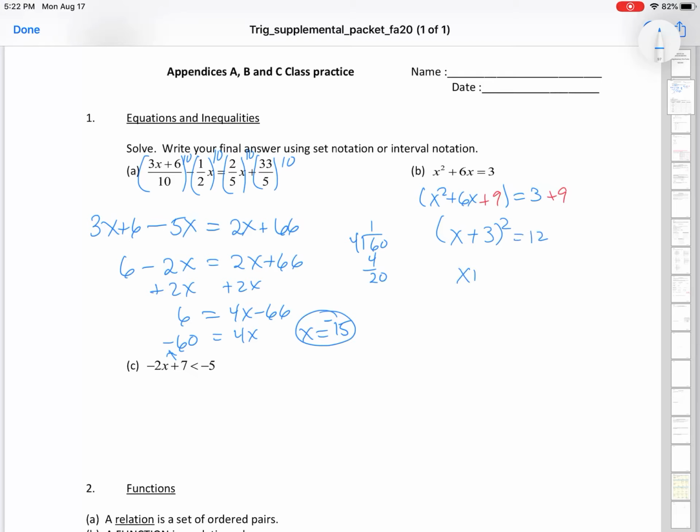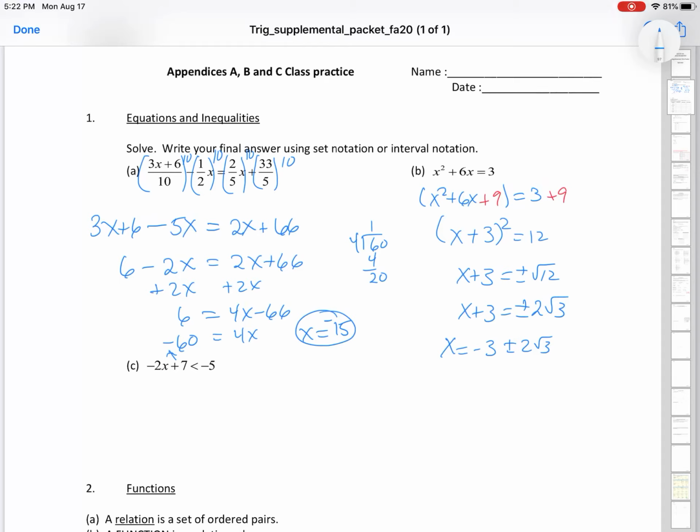You have x plus 3 is equal to plus or minus root 12, or x plus 3 is equal to plus or minus 2 root 3, right? 4 times 3 is 12, square root of 4 is 2, and then all you have left to do is move that over. Very quick to do it that way. And it's exactly what we expected, an irrational solution.